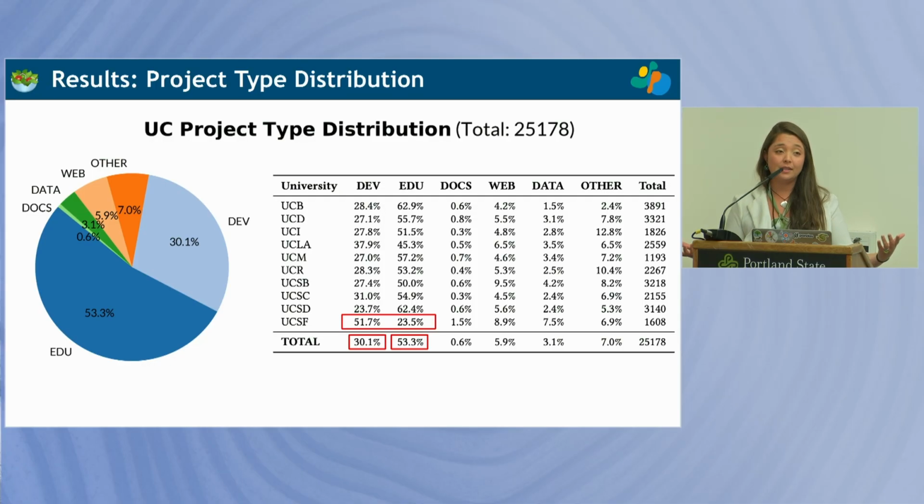I don't think this is surprising. A lot of professors use GitHub for teaching, and a lot of students also use GitHub for doing their assignments.